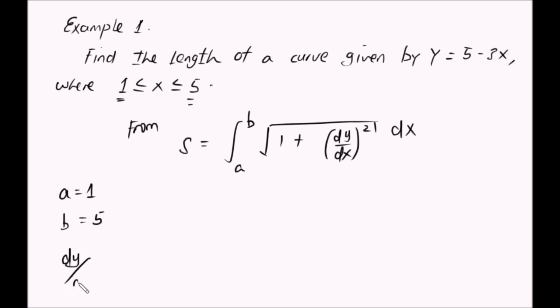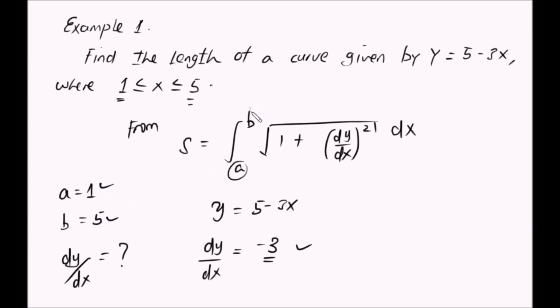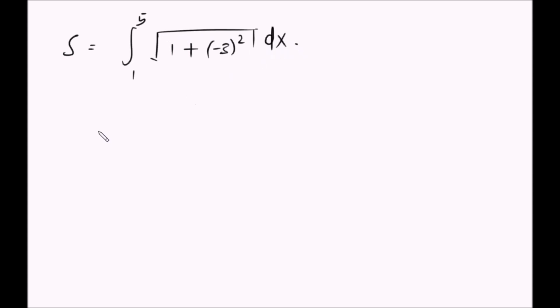So what we need to find now here is dy dx. So we already have y, which is 5 minus 3x. So if I differentiate y with respect to x, I will only get negative 3 here. So dy dx is negative 3. So now I can put this 1 here, I can put 5 here, and I can put negative 3 here. So it becomes now the length of an arc is going to be equal from 1 to 5. You integrate the square root of 1 plus negative 3 squared. You integrate with respect to x.